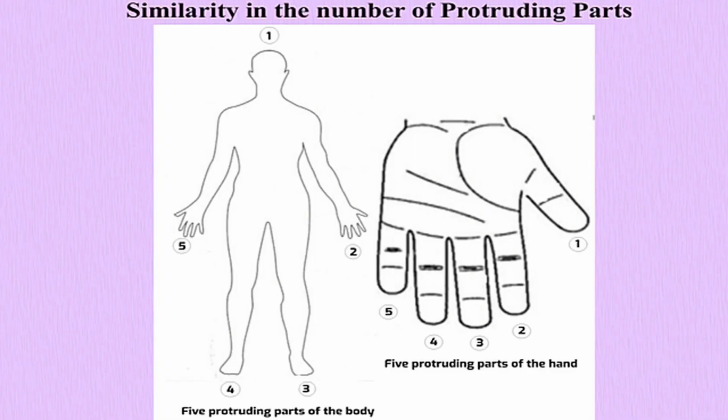Now, how is the hand similar to the human body? As we are all aware, the human body has one main trunk and 5 projections. The 5 projections being the head, 2 arms, and 2 legs. Similarly, our hand also has one trunk. This is the trunk, the palm, and the 5 projections are 1 thumb and 4 fingers: the first finger, the middle finger, the ring finger, and the little finger.